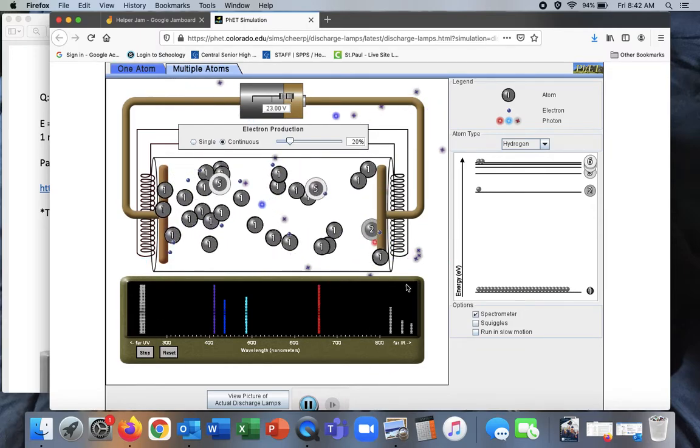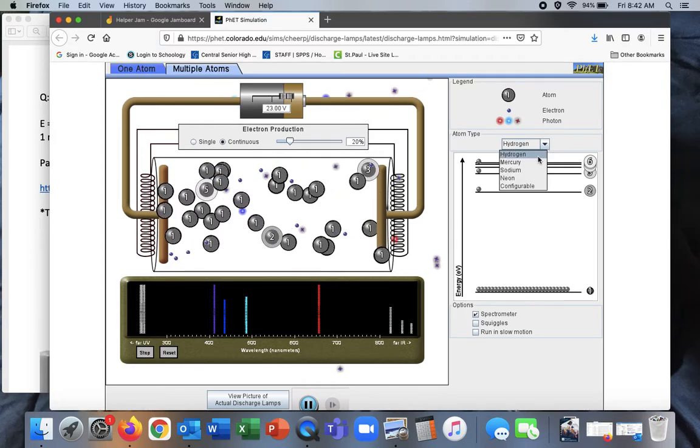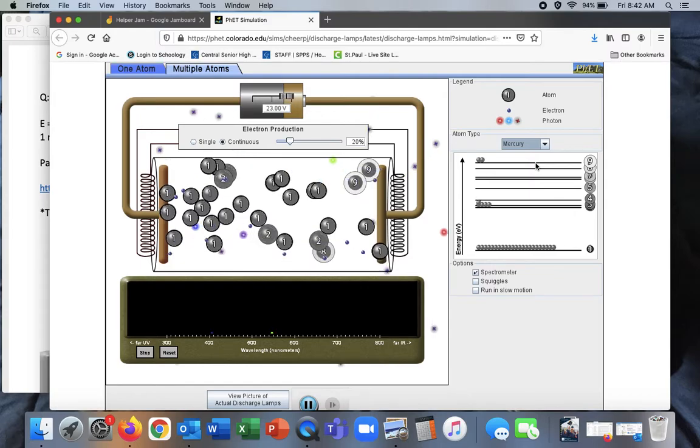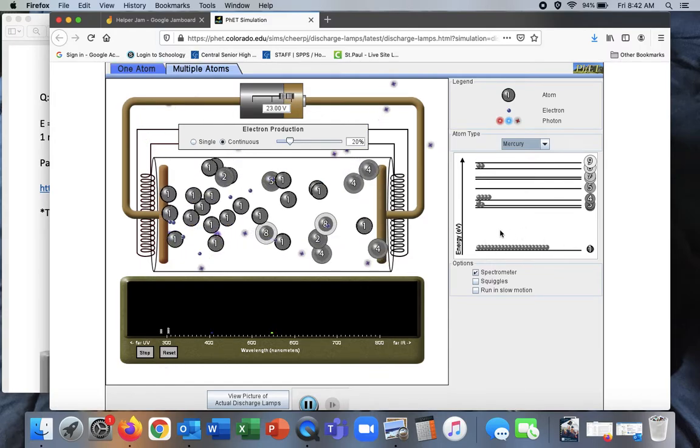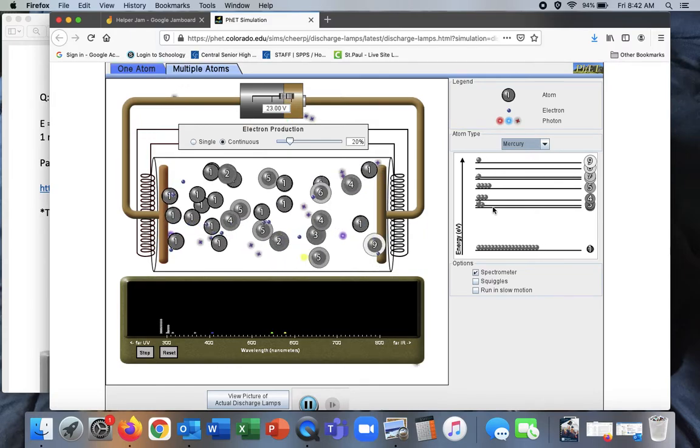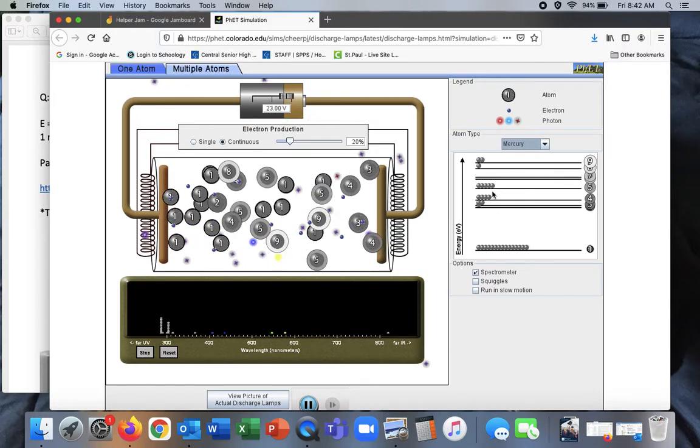If we were to try this with a different element, it would have different placements of electrons, different amounts of electrons. So here's mercury. We have most of the electrons down on the lower level as expected, but the energy levels you see have been squished together, and there's way more of them.